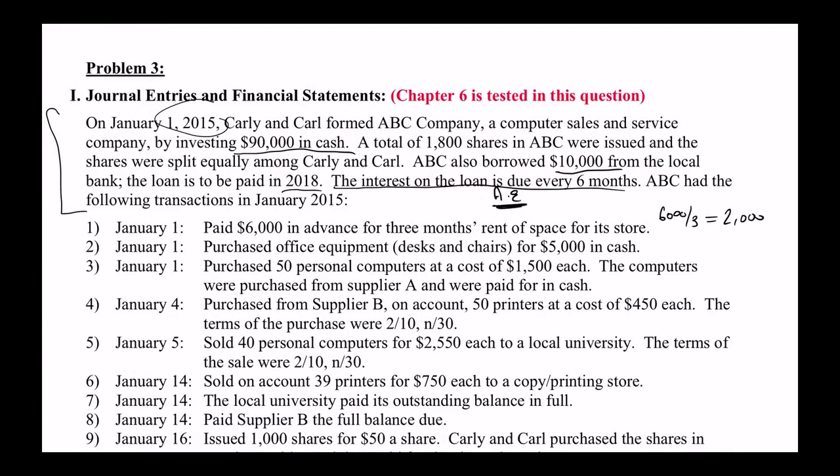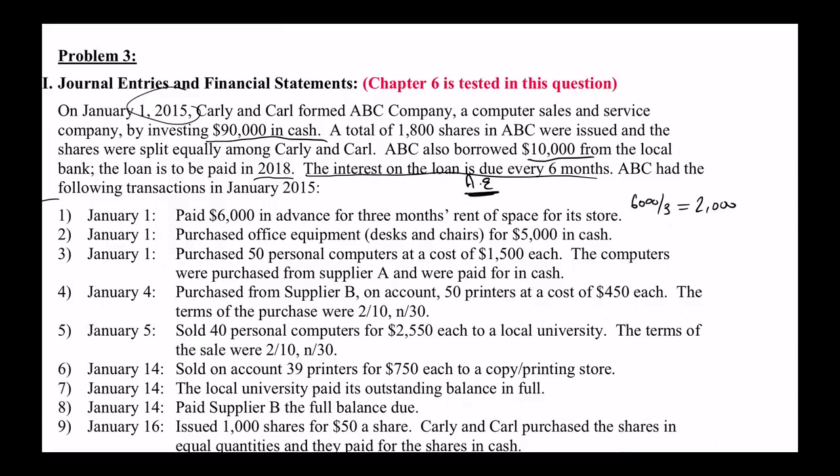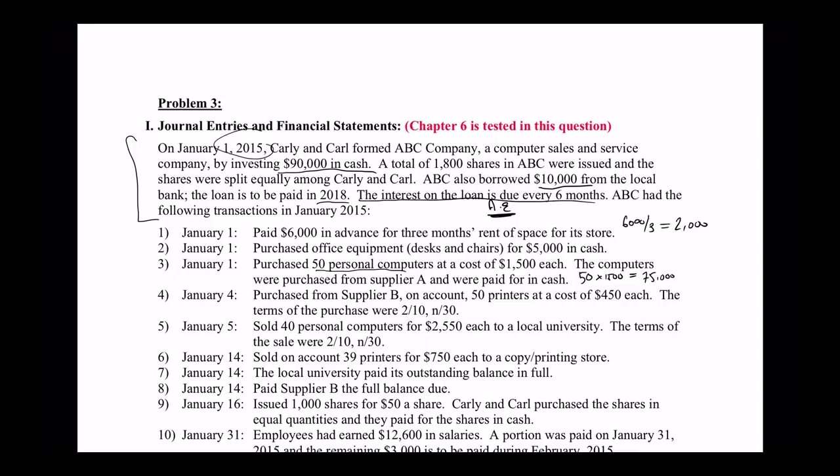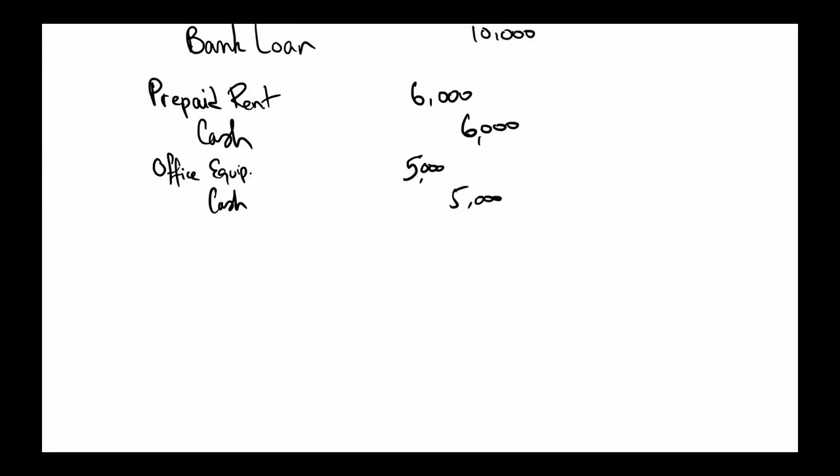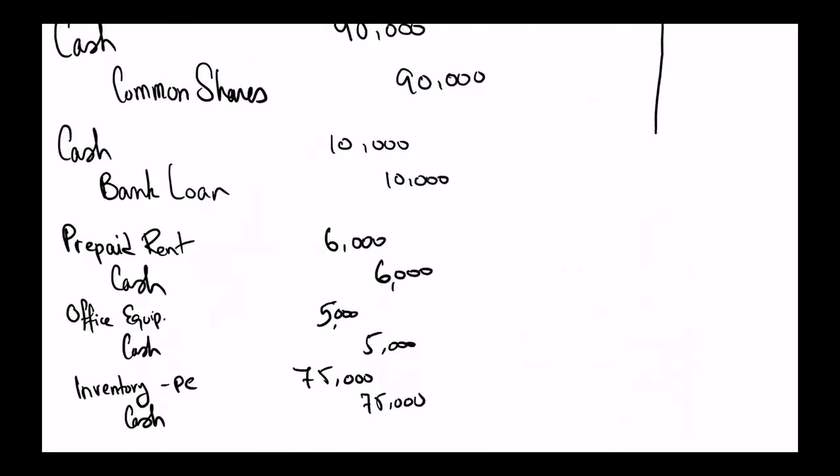Next, purchased 50 personal computers at a cost of $1,500 each. The computers were purchased from supplier A and were paid for in cash. So 50 computers, $1,500 each, so 50 times 1,500 comes out to $75,000. And this was from supplier A, paid for in cash. So inventory, and it's for personal computers, so inventory PC, and we credit cash, 75,000, 75,000.